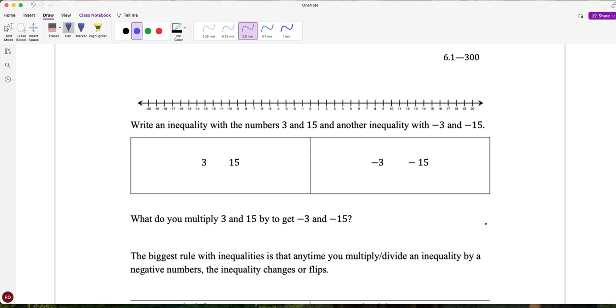Now, let's look at an inequality with the numbers 3 and 15, okay? Well, I know that 3 is less than 15. But then if I go to the negative side, negative 3 and negative 15, I know that negative 3 is larger than negative 15. So you know this already, that when you look at numbers on the negative end of the number line, it's the smaller absolute value numbers that are larger. Okay, so it flips that inequality.